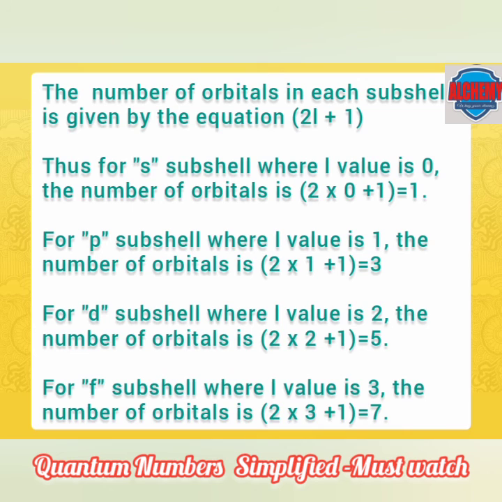For the D subshell, where the L value is 2, the number of orbitals is given by 2 into 2 plus 1, that is equal to 5. This means that the D subshell has 5 orbitals. Similarly, for the F subshell, where the L value is 3, the number of orbitals is given by 2 into 3 plus 1, that is 7. This means that the F subshell contains 7 orbitals.